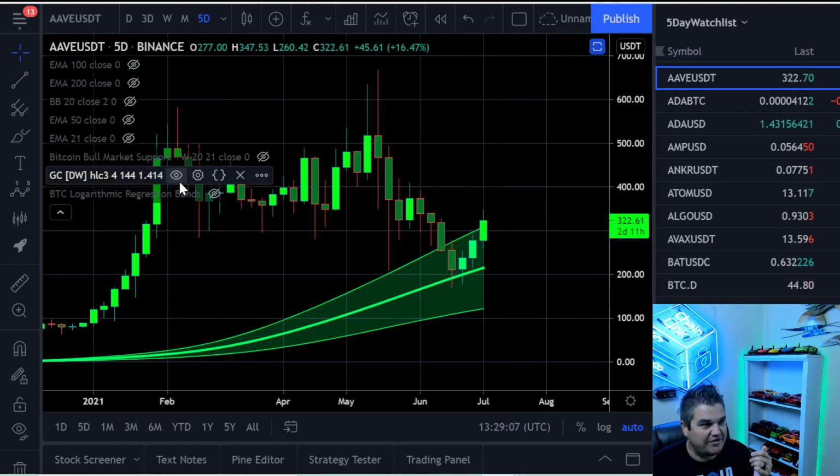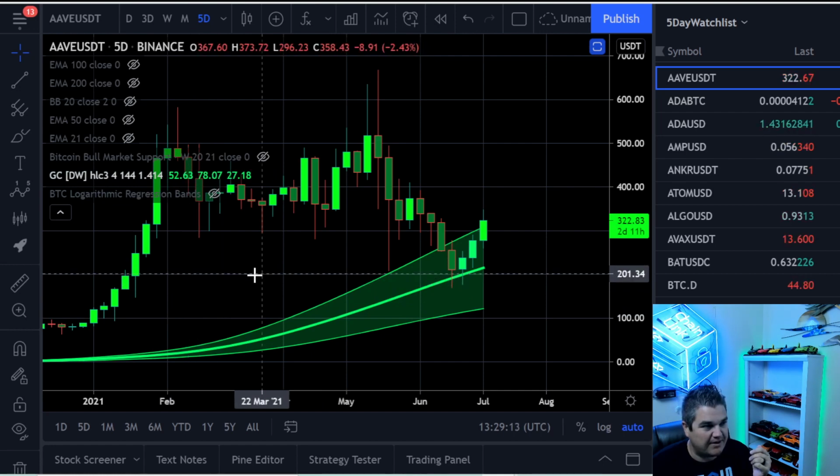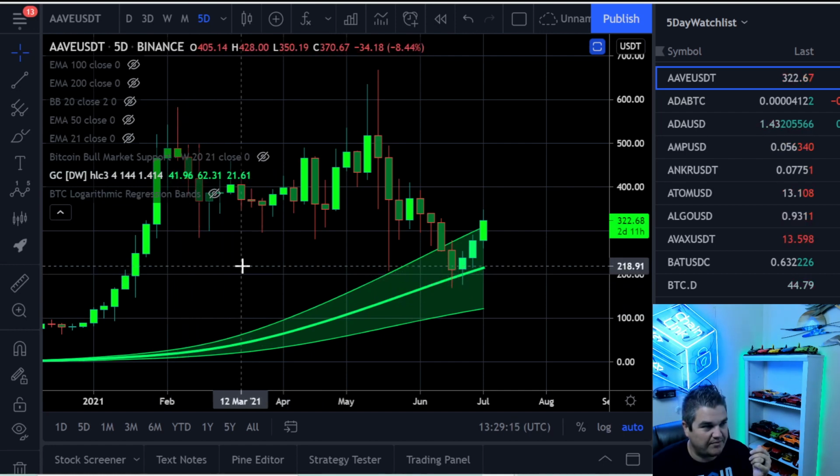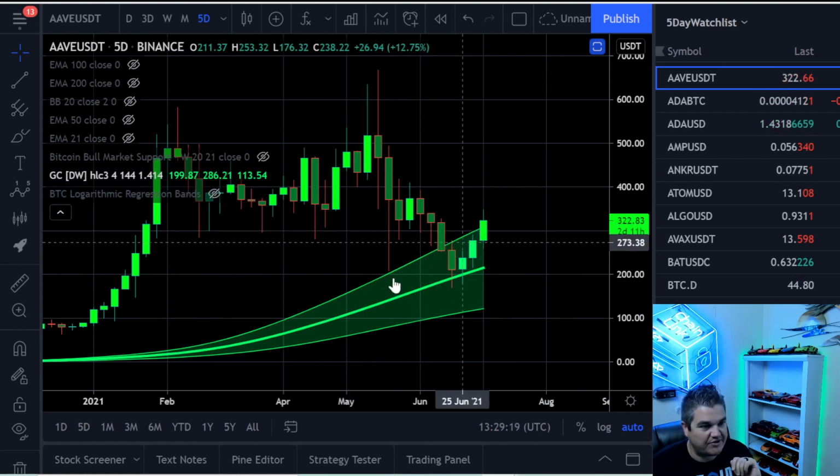These three numbers right here, if you can see my cursor: this one is the median line, the top line, and the bottom line. So middle, top, bottom. That's what those three prices are. And that'll change based on where my cursor goes.